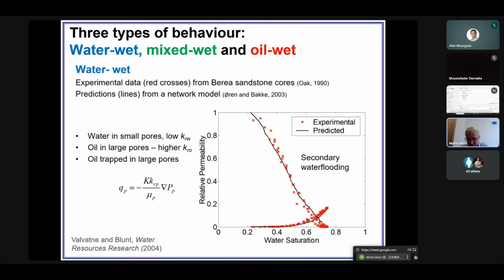So sometimes instead of doing this steady state, people do an unsteady state experiment. They'll just inject water. They'll see how much is trapped. That will give you some indication of recovery.